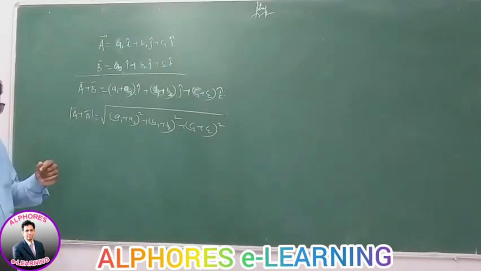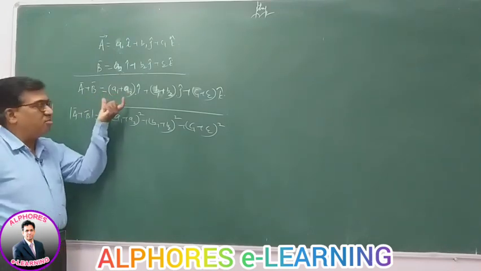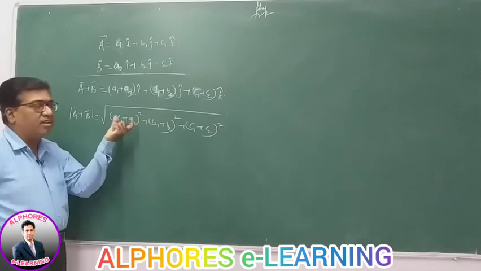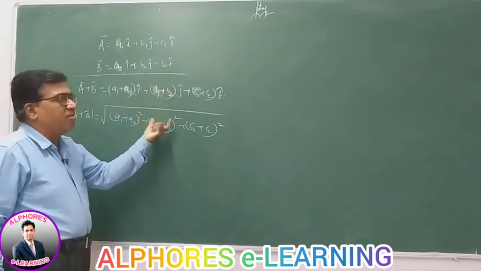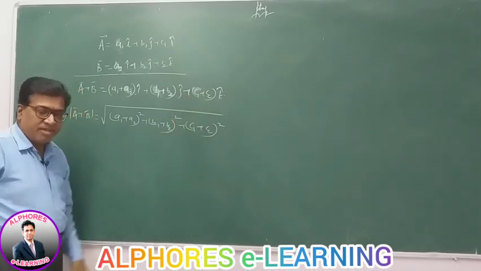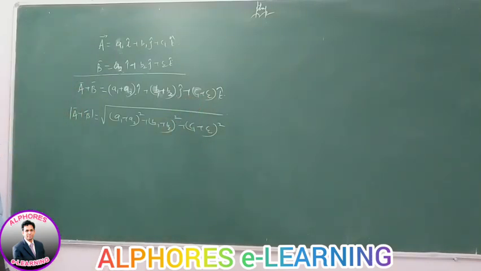For the angle and directional cosines, it is the x component divided by the total magnitude for cos alpha, the y component by the magnitude for cos beta, and the z component by the magnitude for cos gamma. So that way you can find out the direction.